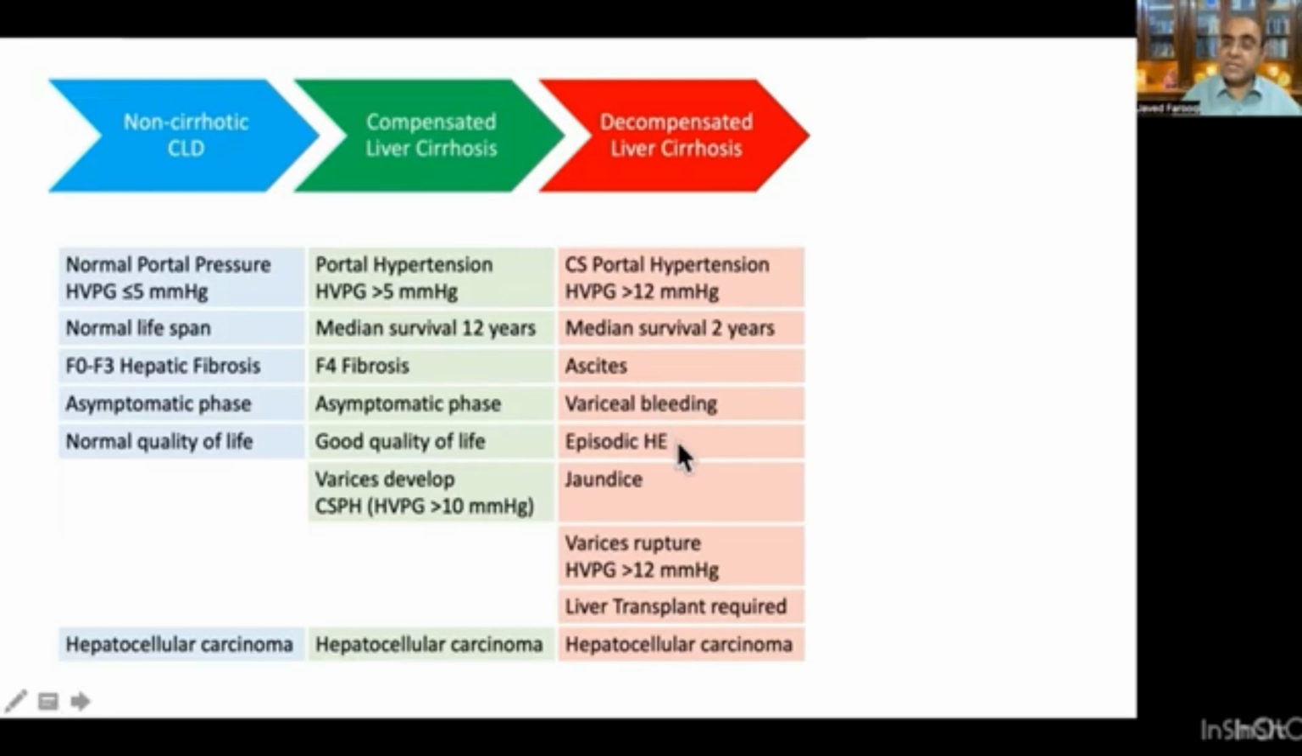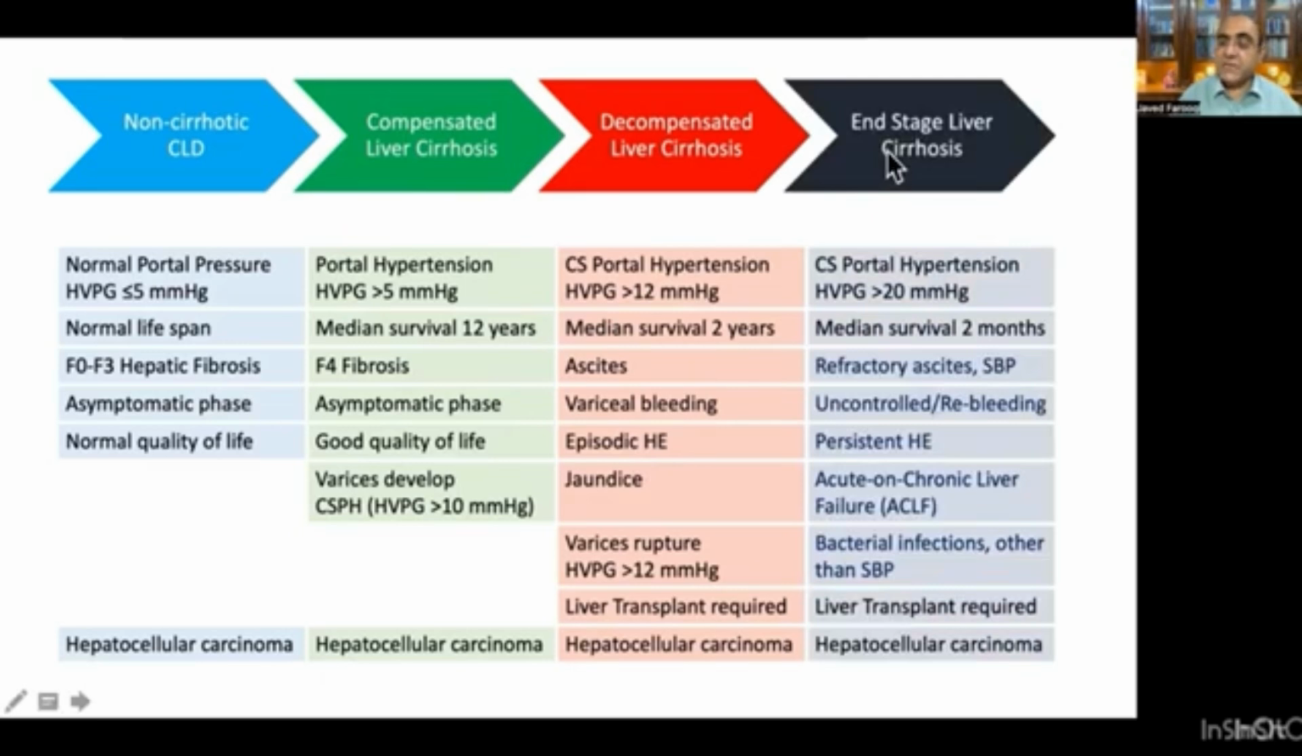The other complication is hepatic encephalopathy. Jaundice is another complication. So these are the four main complications which make a patient decompensated. As said before, the varices rupture when the pressure is more than 12 millimeter, and this is the stage when liver transplant is required. Hepatocellular carcinoma risk is highest in this group as compared to compensated cirrhosis and non-cirrhotic chronic liver disease. The next and last stage of the disease is end-stage liver cirrhosis.